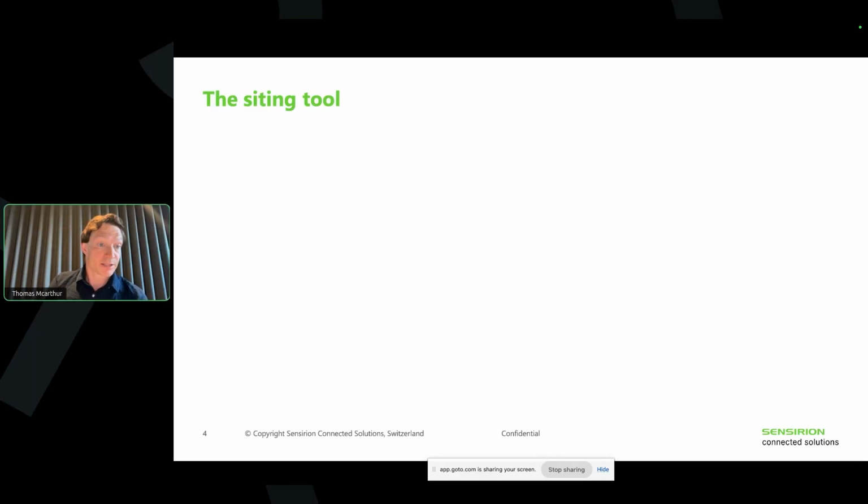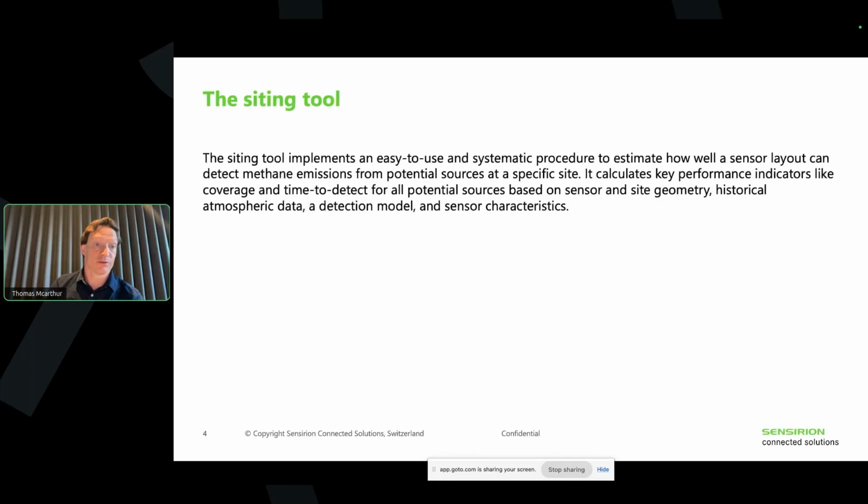So what is the siting tool and what does it do? It implements an easy to use and systematic procedure to establish how well a sensor layout can detect methane emissions from potential sources at a specific site. It calculates key performance indicators like coverage and time to detect for all potential sources based on the sensor layout, site geometry, historical weather conditions, a detection model, and the sensor characteristics.